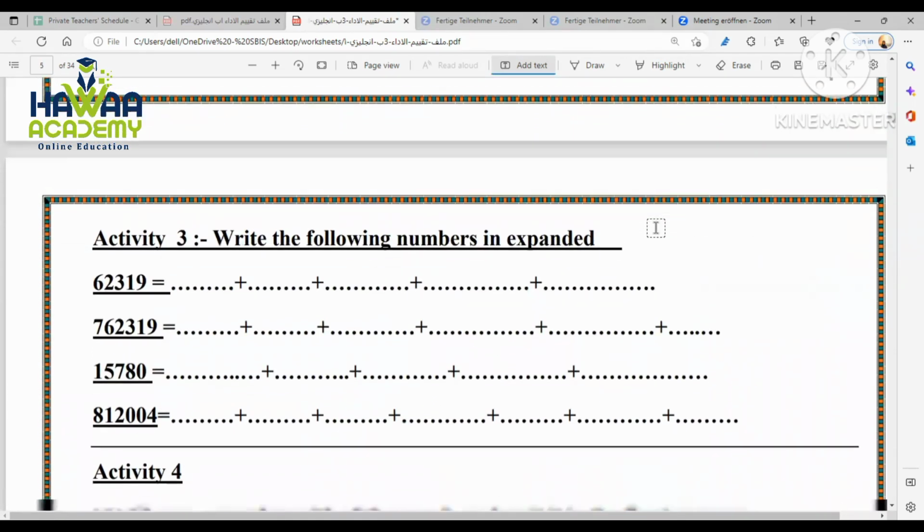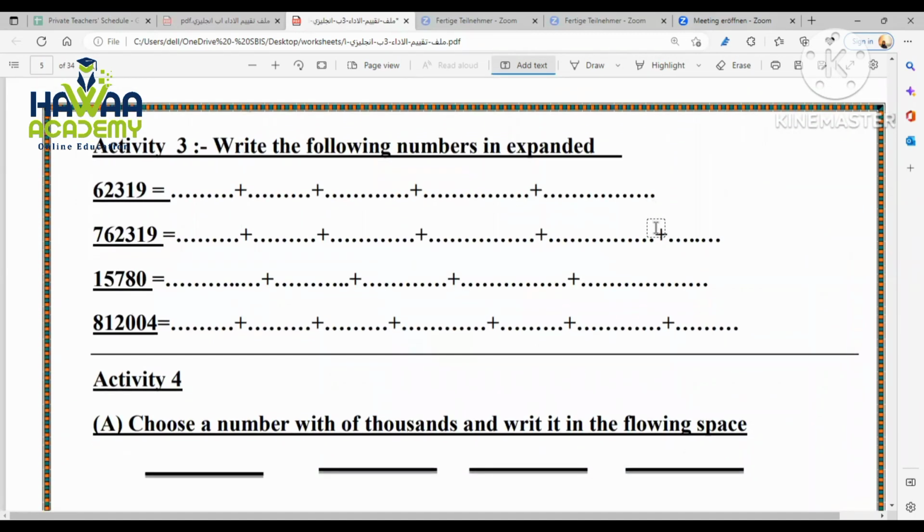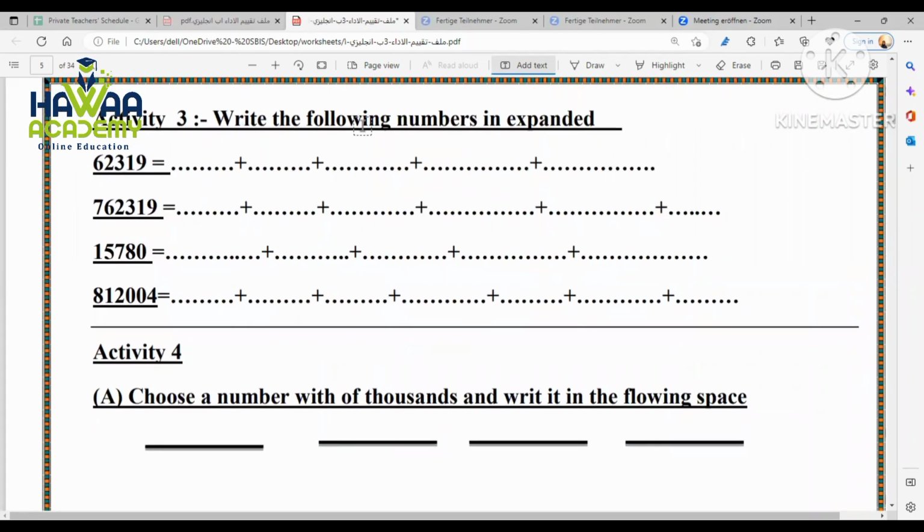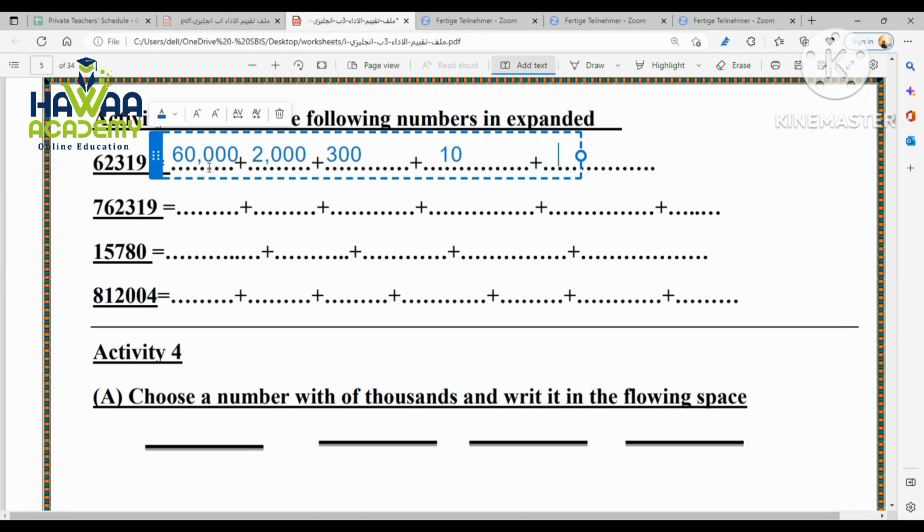Here, it's a bit long question. We need to write the numbers in the expanded form. Let's start. So here, what is the number first? It's 62,319. So we're going to start with 60 thousand, plus 2 thousand, plus 300. And 19, it's from 10 and 9. Good job.